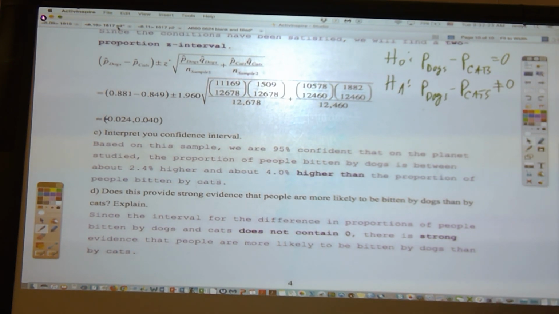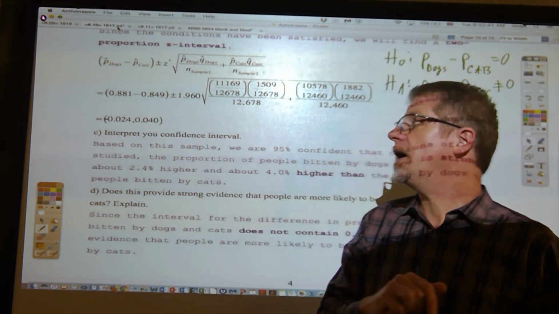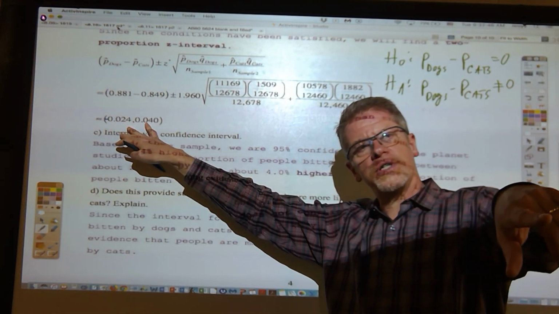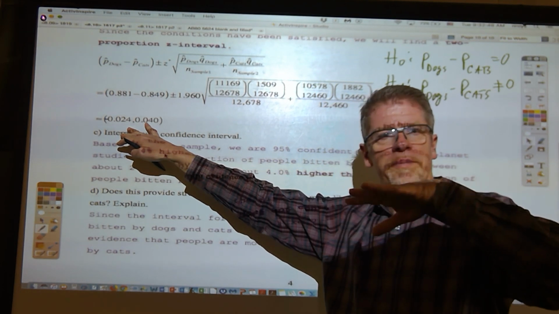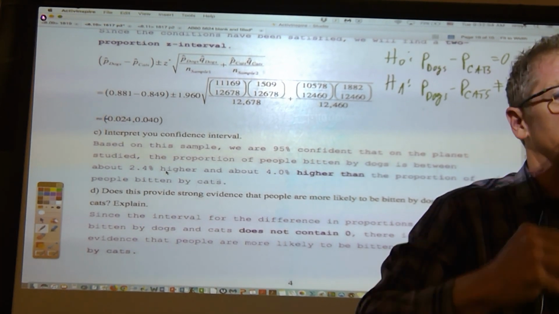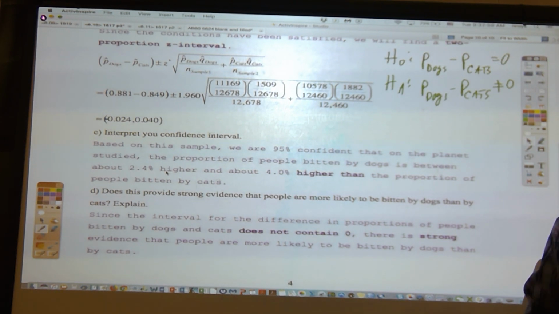Kennedy, question. Why is it that it's strong evidence because it doesn't contain 0? Well, if the interval would have been from a negative number to a positive number, then the hypothesized value of 0 would have been contained in the interval. Do you remember that worksheet that we did before break? Where if the hypothesized value is contained in the interval, that corresponds to fail to reject, but not contained in the interval corresponds to reject the null hypothesis.